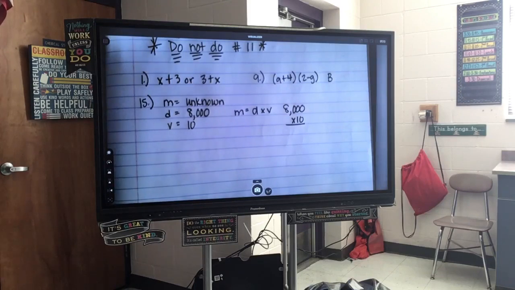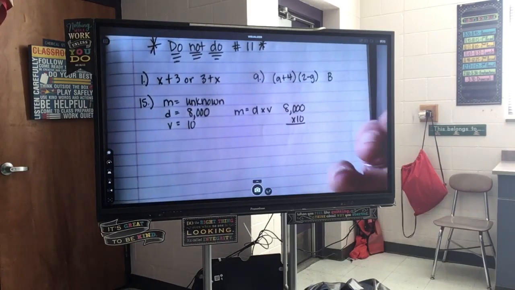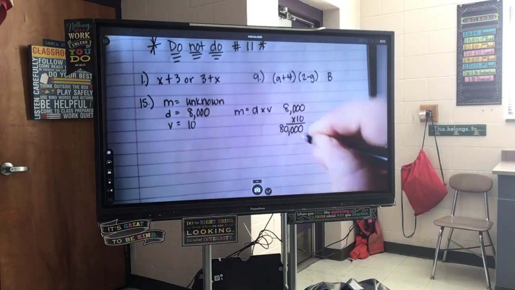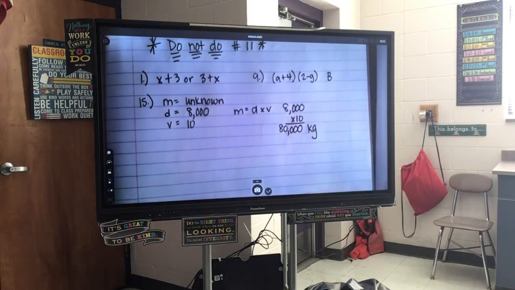All right, so what is 8,000 times 10? Christiana? 80,000. Make sure we write this correctly, it would be kilograms. Okay, so that is how you would solve a question like number 15. It seems a little difficult, but really it's just a different way of doing everything that we practiced today. All right, questions.